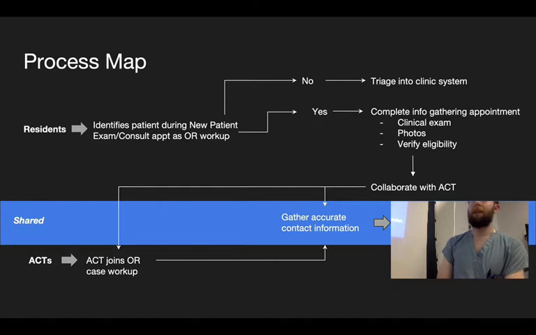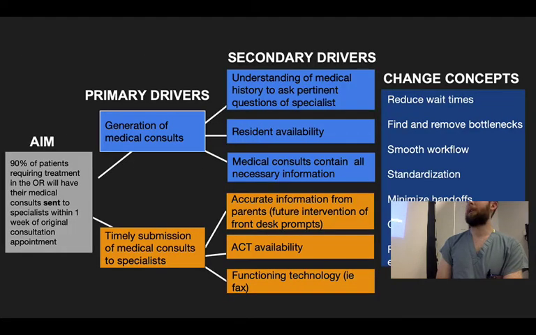Minimize handoffs. Every year when things turn over, inevitably, if there are things left in the queue that are not finished, they don't get completed, and then we don't find out about it until the patient comes back and says they haven't been seen in the OR yet, and then we have to do some digging. So we want to make sure that that doesn't happen. Optimize level of inspection, and then reach agreement on expectations as well.